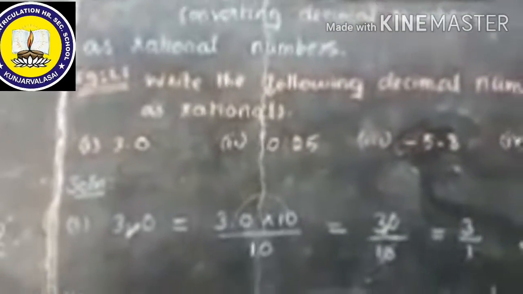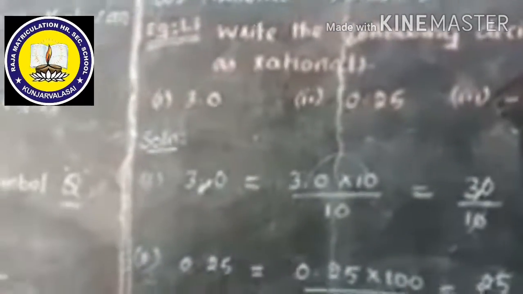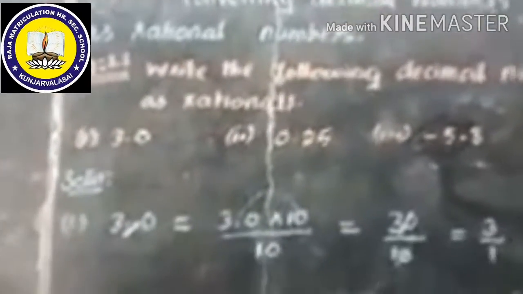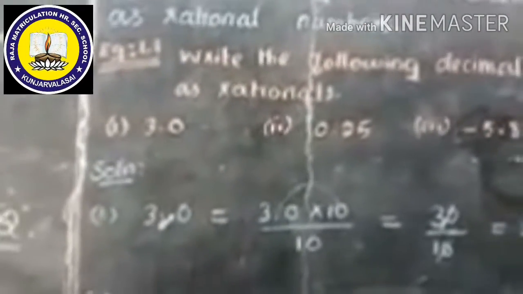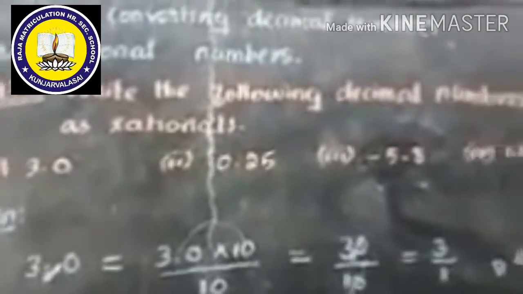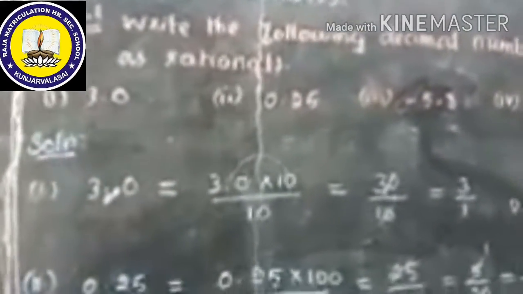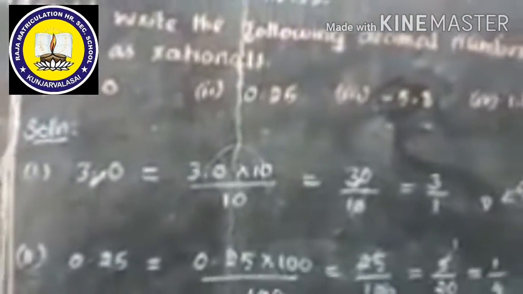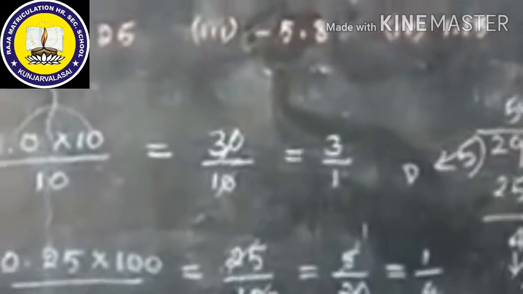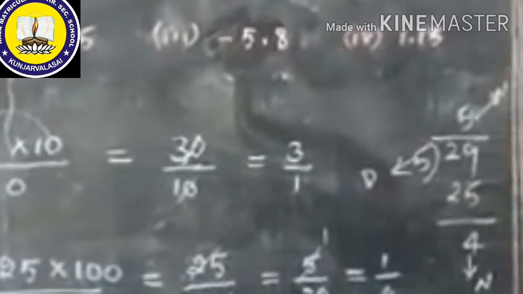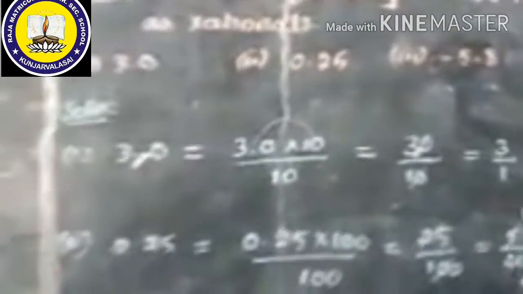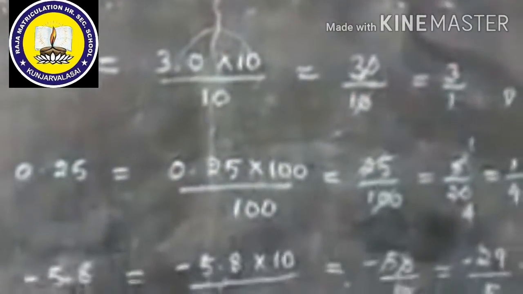This is a very, very important topic, because we are going to work on examples in this portion. Example 1.1. This is the first example for 8th standard, first term. So listen carefully. Write the following decimal numbers as rational numbers. How to convert a decimal number into a rational number? This is a very, very important thing. The first example is 3.0, the second is 0.25, the third is 5.8, and the fourth is 1.15.